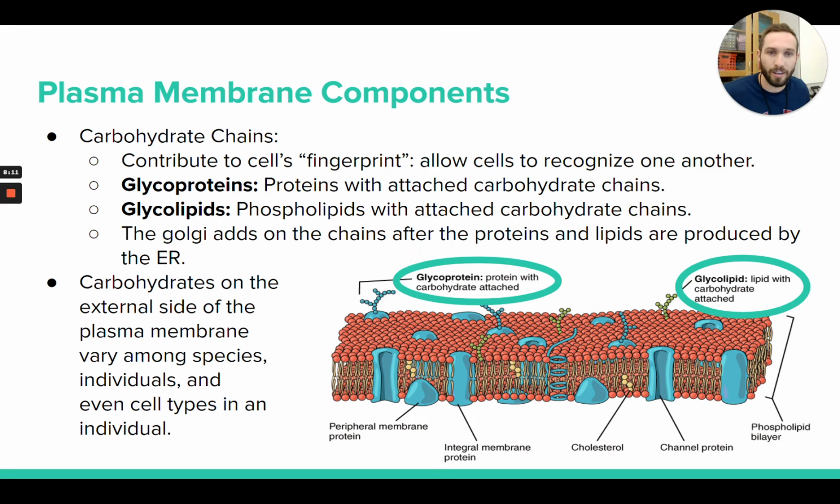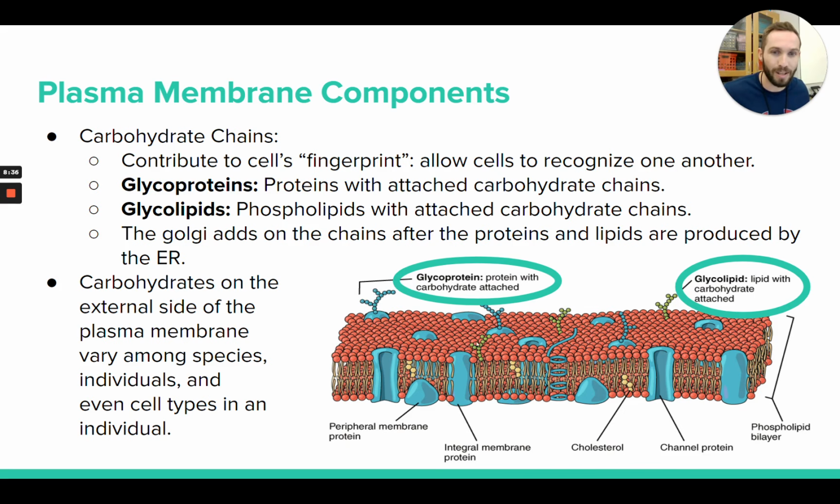The sugar chains that we find attached to these cell membranes help with cell identity and cell recognition. This is what identifies the cells and makes different cells different from one another externally. First of all, let me just make sure this is clear. These sugars are always on the outside of the cell.